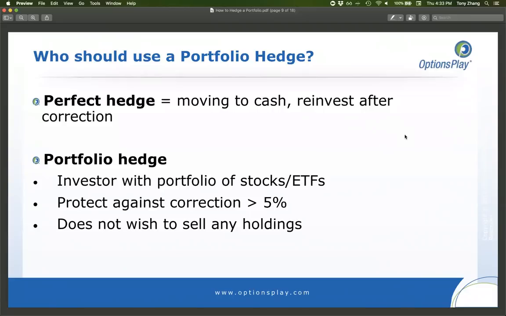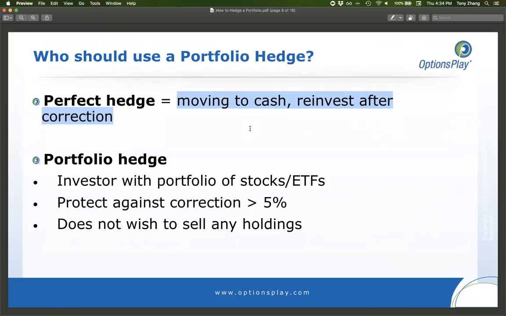Meaning, if you felt the markets are going to correct, a perfect hedge is simply moving into cash and reinvesting that money once you felt the correction was over. So this is what we consider the best way to hedge a portfolio. However, not everyone has the ability to move into cash.